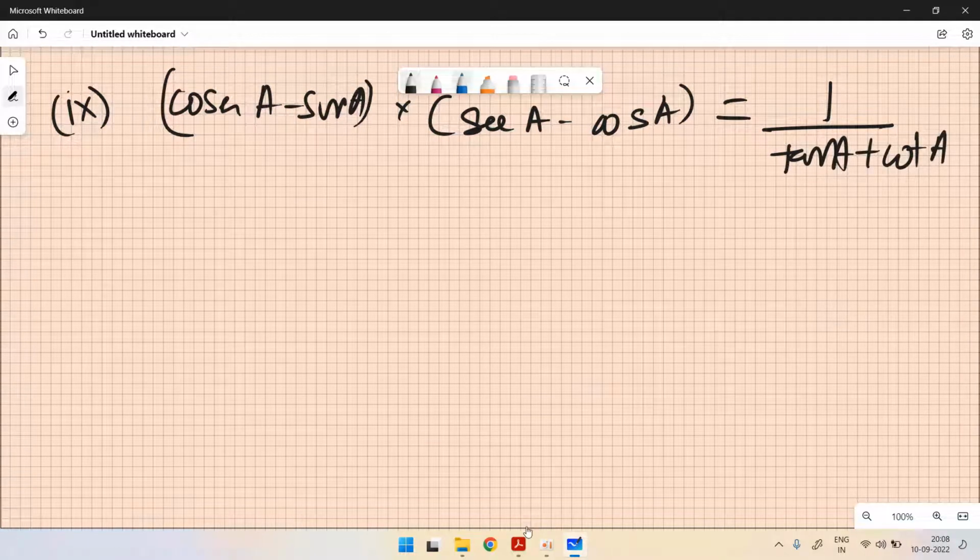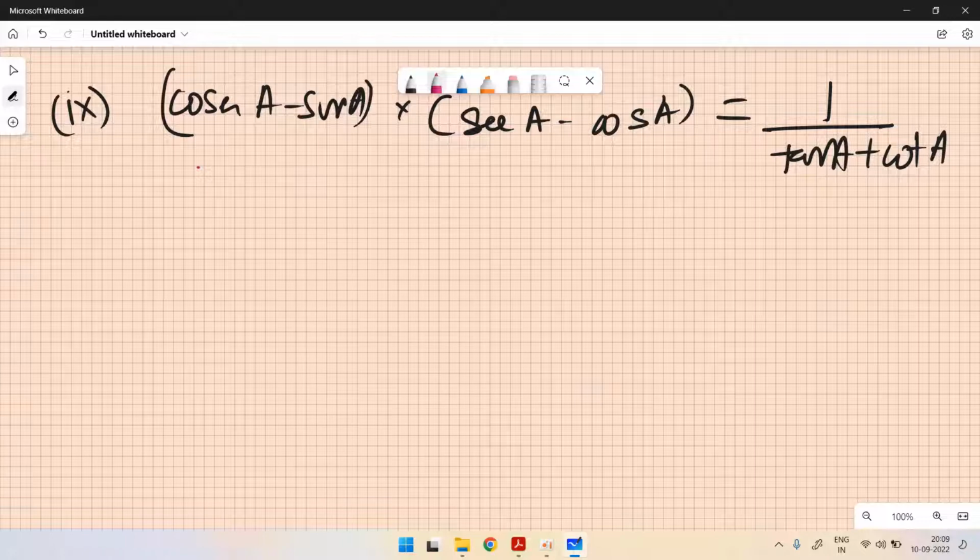Cot A. So there is nothing good in this expression. You know that this is sine, cos, secant. So 1 by, sorry, you know that this sine of A is 1 by cosecant A.